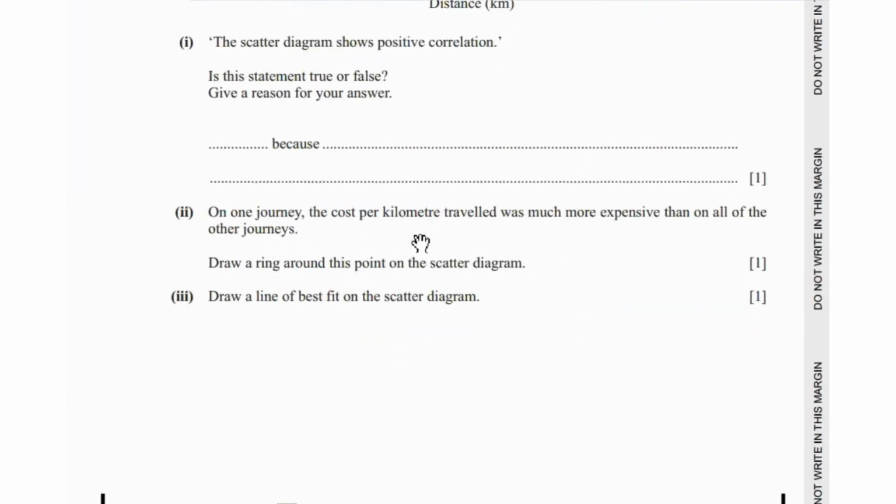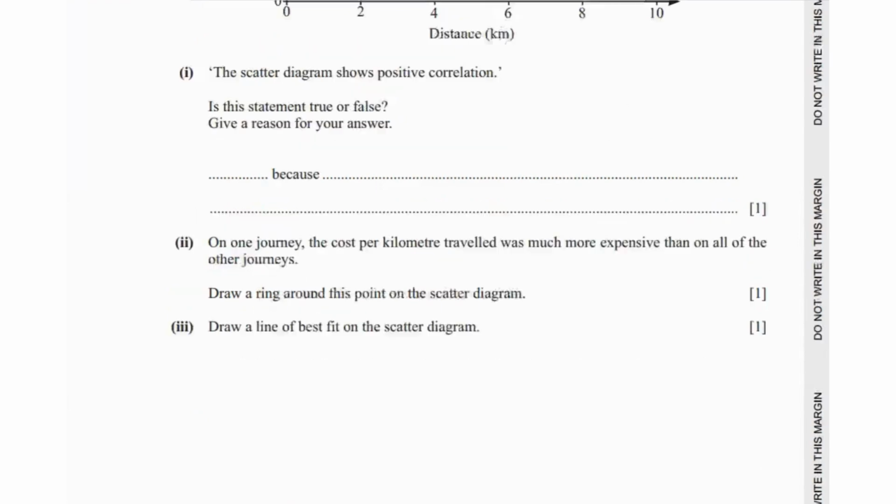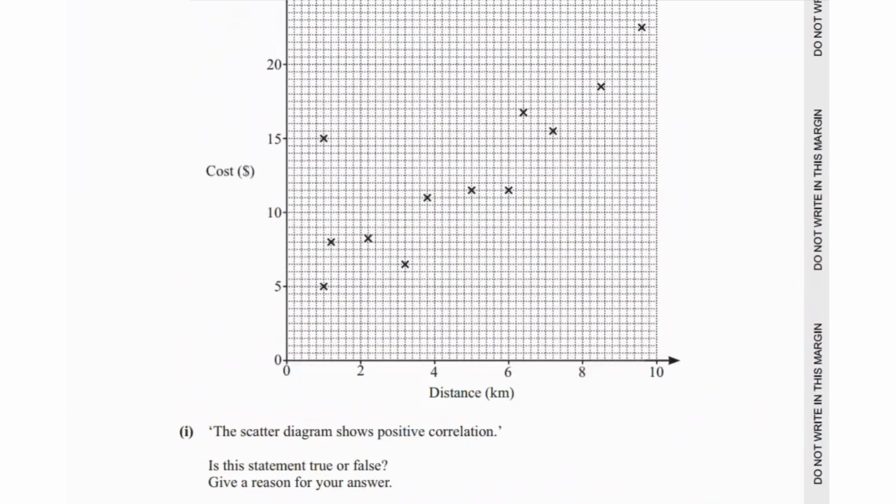On one journey, the cost per kilometer travel was much more expensive than on all of the other journeys. Draw a ring around this point on the scatter diagram. So the odd one out over here is this one. Why? Because on the same journeys, for these, it's like $5. It's like somewhere like 6, 7, but for this it's $15. So the cost shows a significant increase. So this is the odd one out.